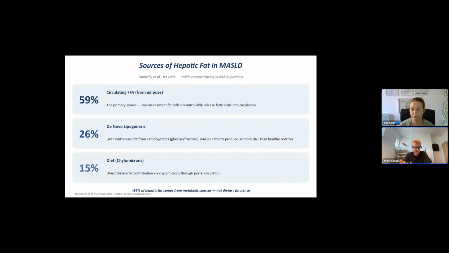There was another study by Lambert in 2014, and it found that non-alcoholic fatty liver disease patients have a 3 times higher ratio of de novo lipogenesis than healthy controls. So their livers are in fat manufacturing overdrive, and the fuel for that process is carbohydrates, so non-dietary fat.